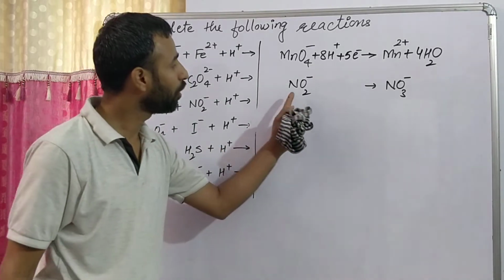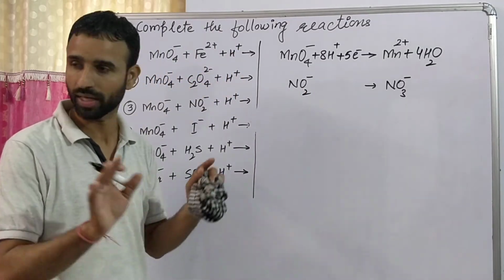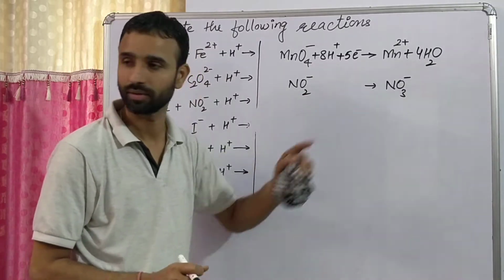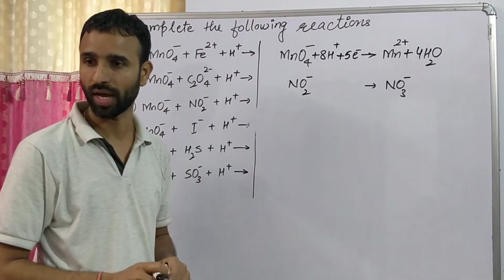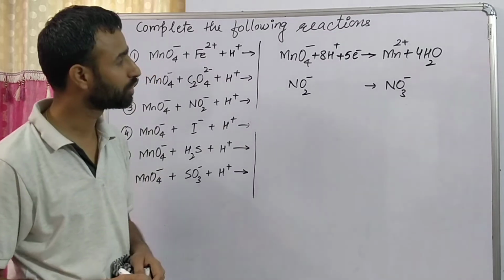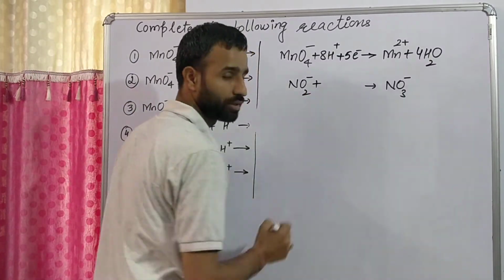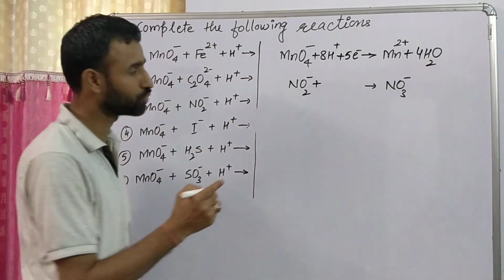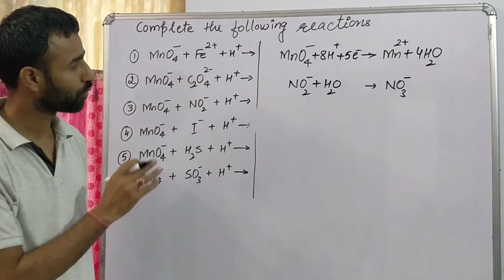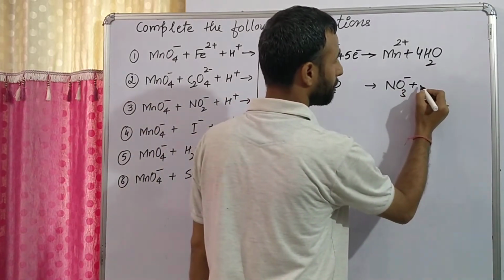Right? Now atoms are balanced. Nitrogen atoms on both sides are balanced. 2 oxygens on one side, 3 on the other. Now we add H2O to balance the oxygen. On which side do we add? Left side. How many? 1, because one oxygen is deficient. So add H2O on the left and 2 H plus ions on the right side.